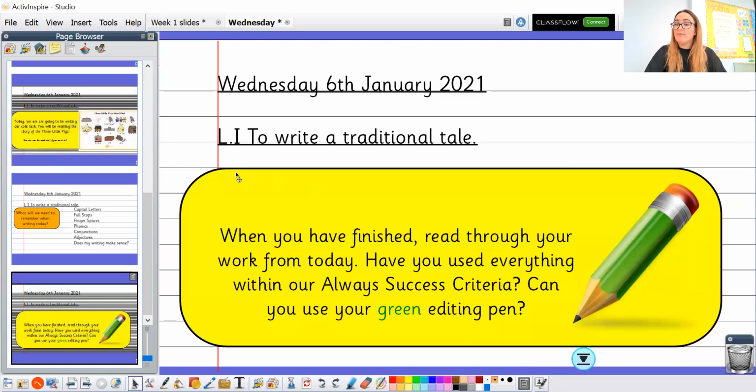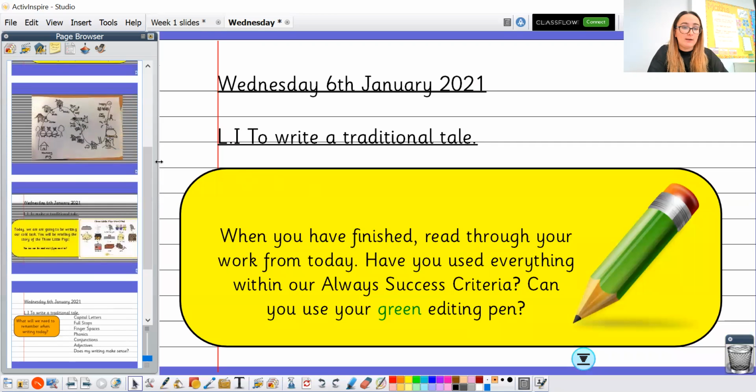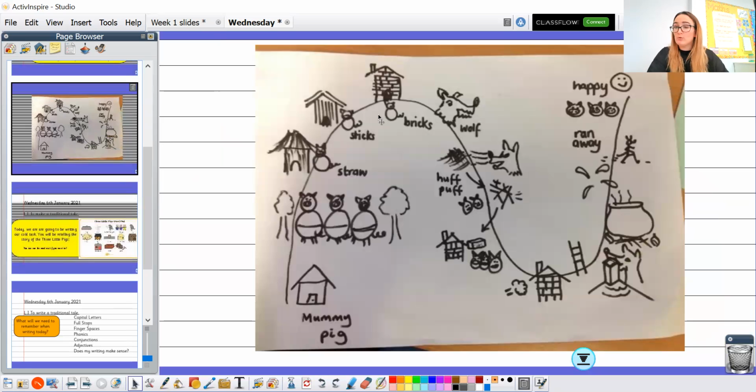Okay. Once you have finished your writing today, I want you to read it back through. Have you used everything in our always success criteria? And then maybe can you use your green editing pen to go back through and check and edit and improve where you think. Remembering to have a look and including with always every story, there's always a very clear beginning, middle and end. So you can use my tool, my text map that I've got on here to retell the story of the Three Little Pigs.